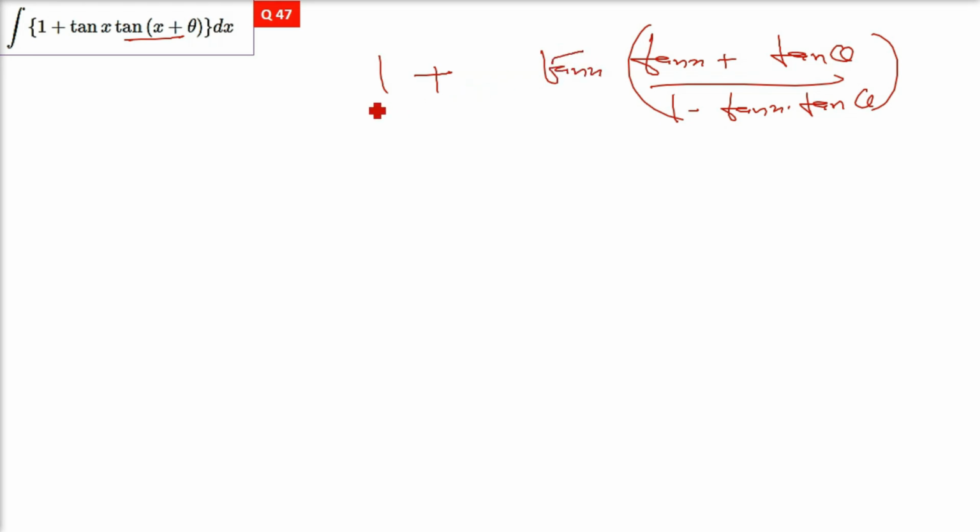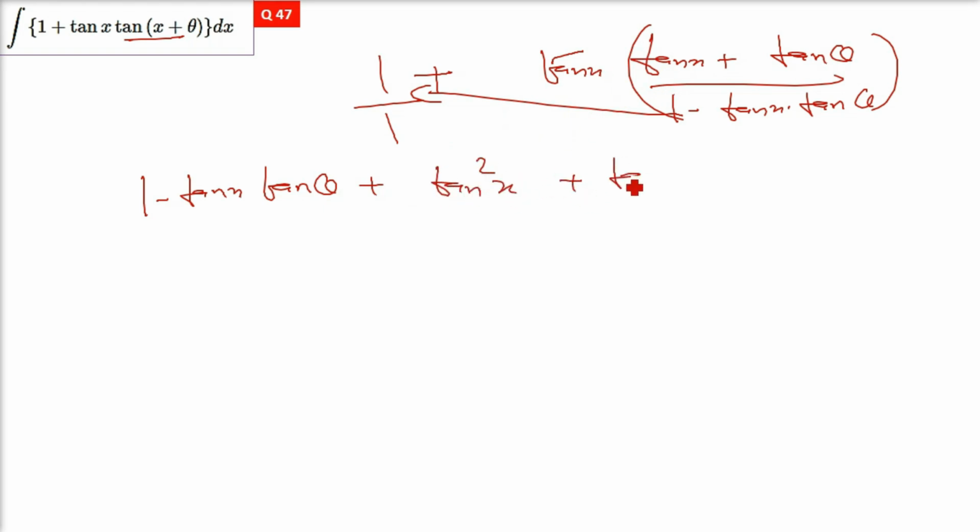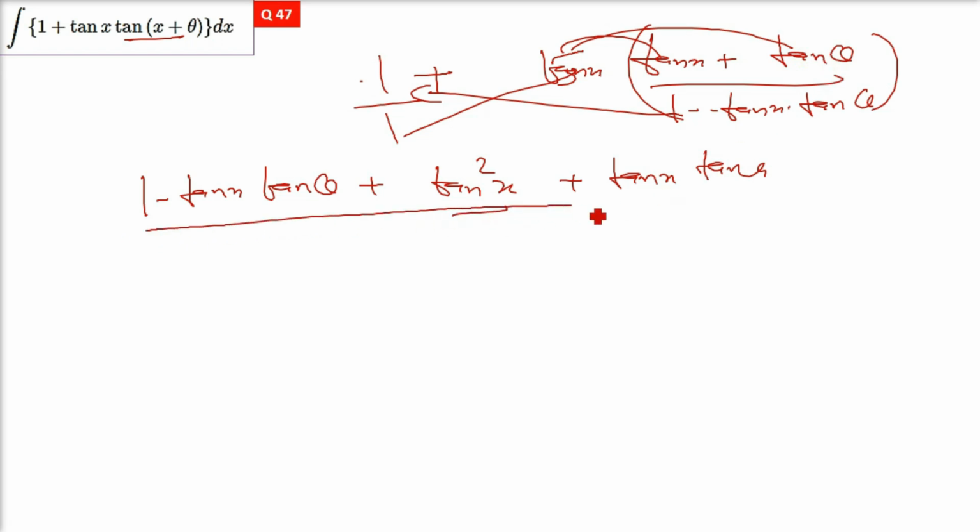We will get some cancellation in the numerator. So just take this 1 minus tan x into tan theta here. Then the cross multiplication: tan x into tan x will be tan square x, and tan x into tan theta will be tan x tan theta. So the numerator is tan square x plus tan x into tan theta, and the denominator will give you 1 minus tan x into tan theta. What is the use? These two get cancelled.